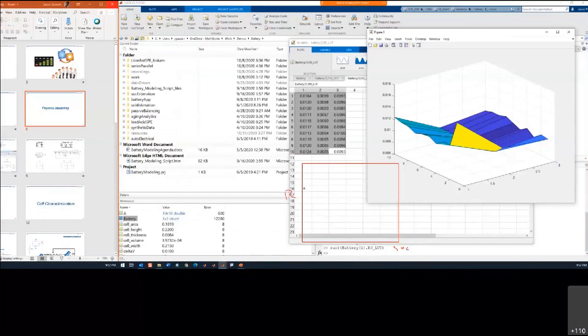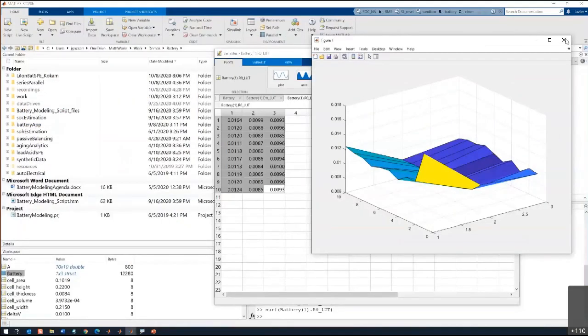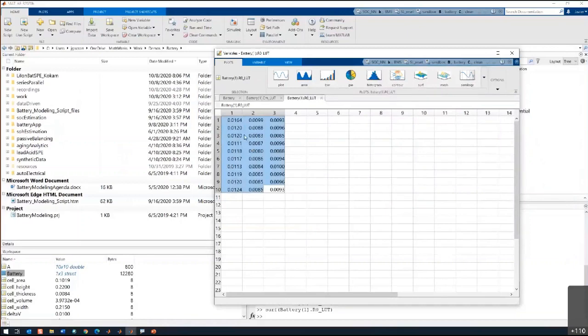So the internal resistance as a function of state of charge typically looks like this. It may look something like that, or in some cases it has sort of a smiley face type of profile. So close to empty and close to fully charged, the internal resistance is high.